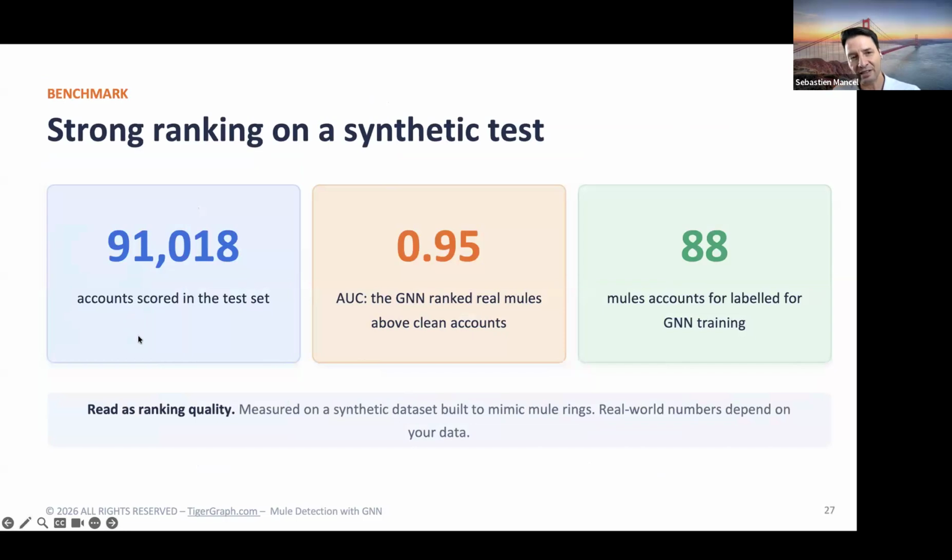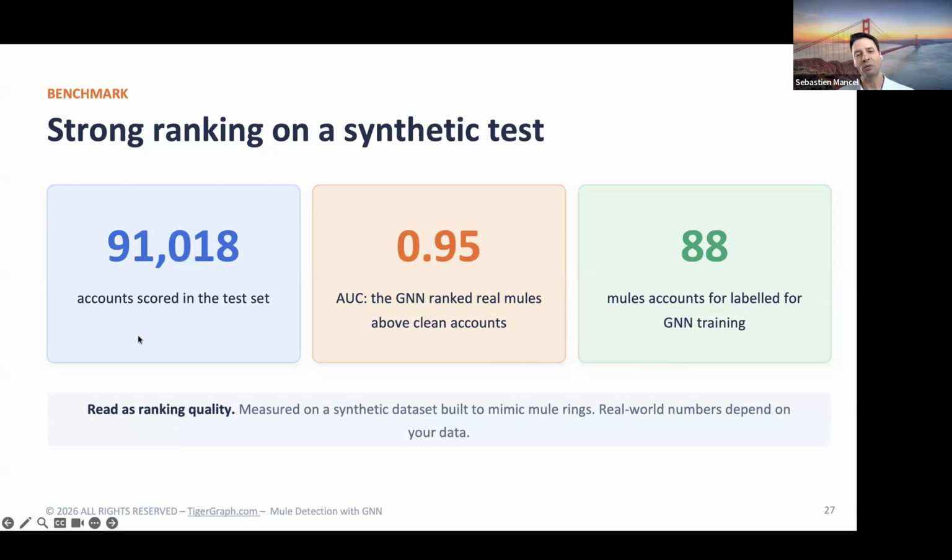With this synthetic test that we performed, we were able to show how graph signals and GNNs can really help identify Mule accounts that were not already known during training. In the test, we scored 91,018 accounts. The goal was to see whether the GNN could rank Mule risk accounts above clean accounts, even when it only had a small number of labeled Mule accounts to learn from. The result was a 95% AUC. In practical terms, that means the model did a really good job of separating Mule accounts from legitimate accounts in the ranking. If we compare one Mule account with one clean account, the model ranked the Mule account higher 95% of the time. That's what this AUC figure means.